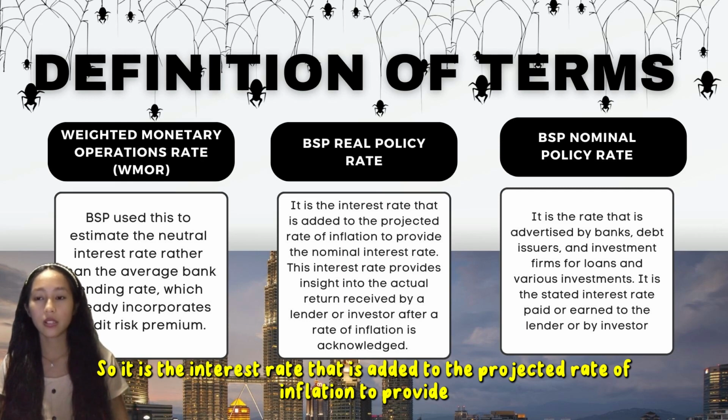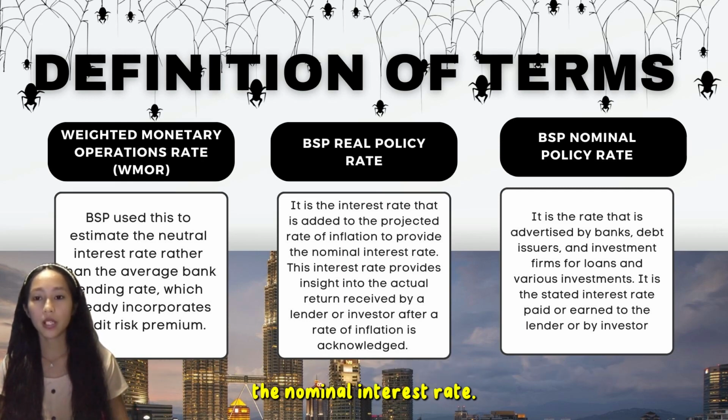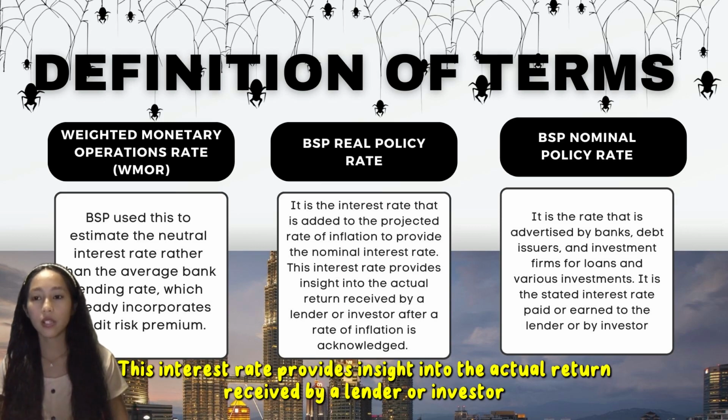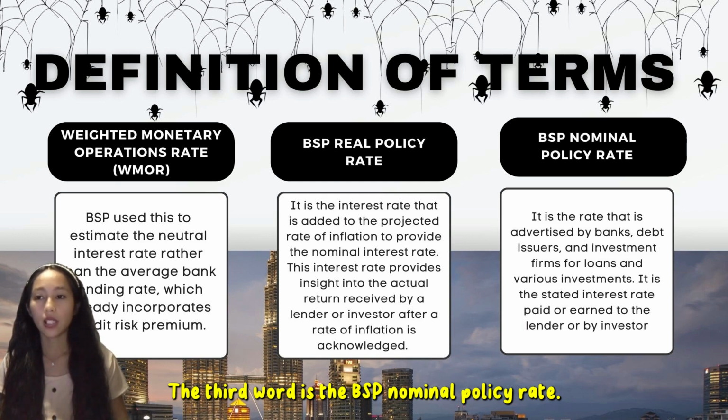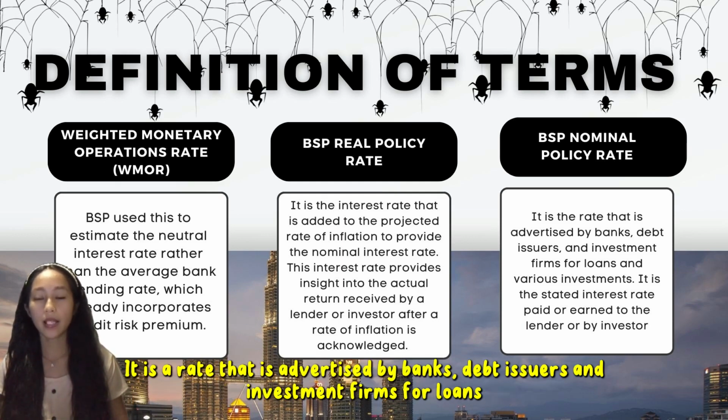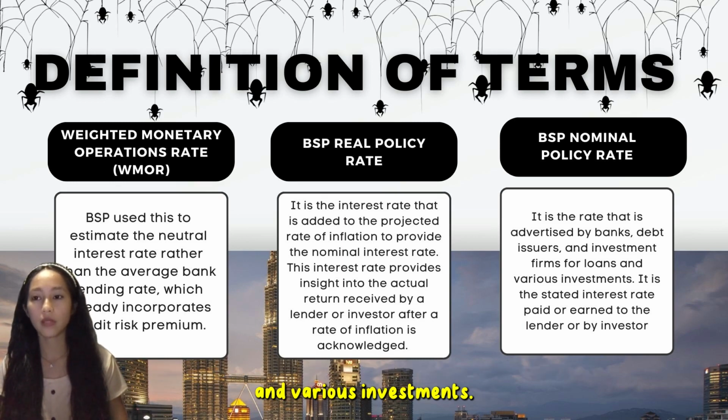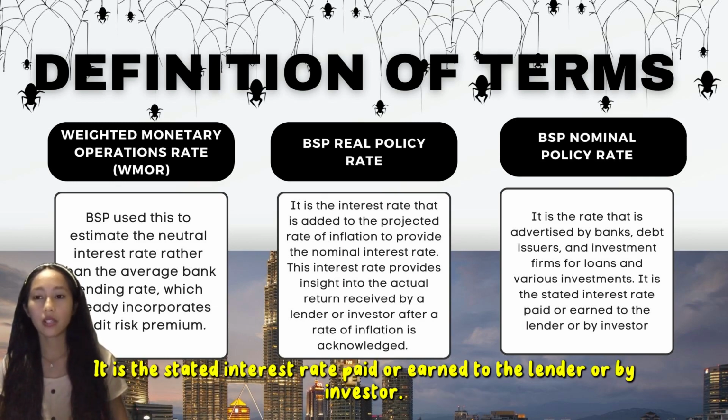So it is the interest rate that is added to the projected rate of inflation to provide the nominal interest rate. This interest rate provides insight into the actual return received by a lender or investor after a rate of inflation is acknowledged. The third word is the BSP nominal policy rate. It is a rate that is advertised by banks, debt issuers, and investment firms for loans and various investments. It is the stated interest rate paid or earned to the lender or by investor.